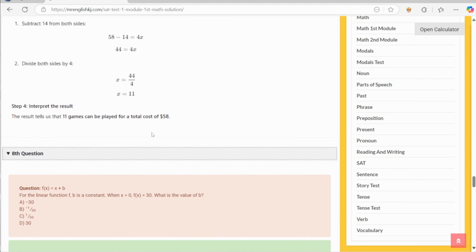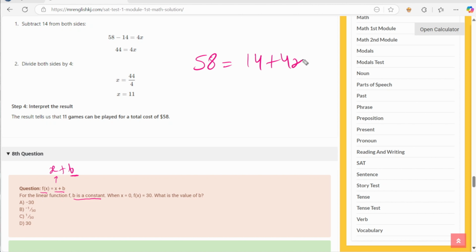Let's take a look at the 8th question. Same type of function if you notice here. Same function here, but this time they are just giving us x and b. They are not giving us any number. And it is telling us that in the function f, b is constant. Just like the above equation, if we remember, it was like this, right? Constant. So b, x, this part. Okay. And fx, this part. Based on the above, we know b is constant, x is 0, fx is 30.